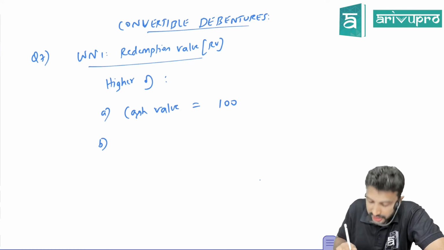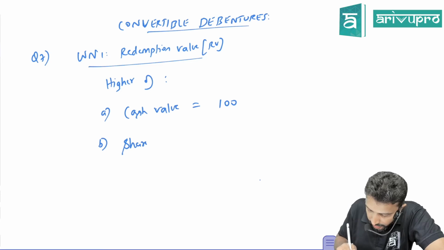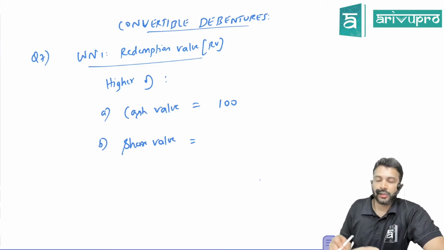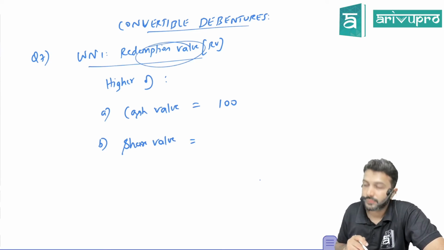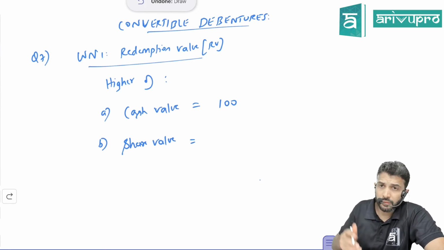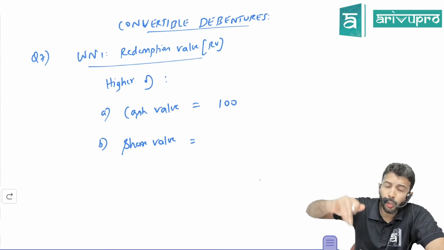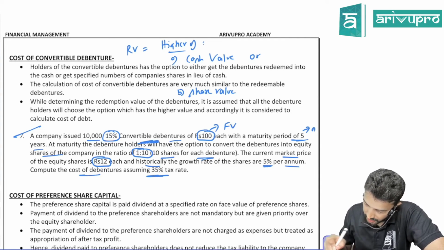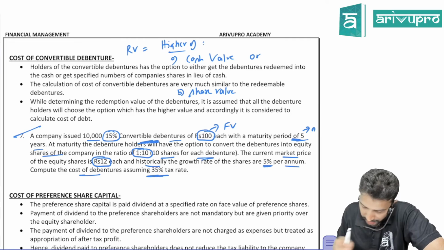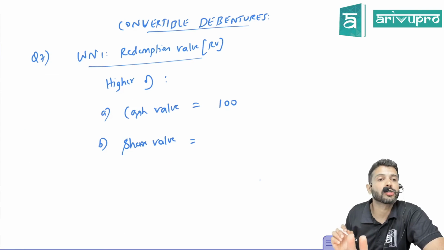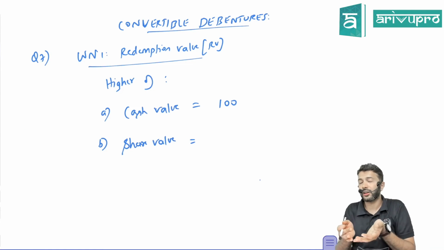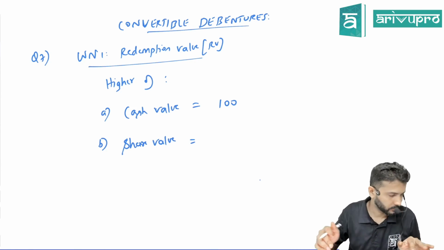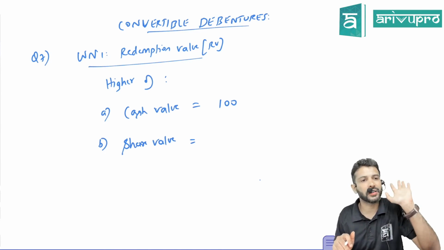Then one more component, which is the share value. Now just observe. We are trying to find out RV. Will you get the shares now or after 5 years? After 5 years, because the maturity term of this debenture is 5 years.